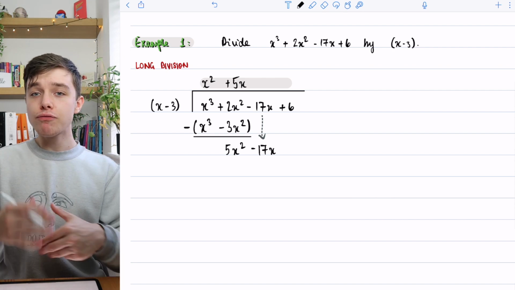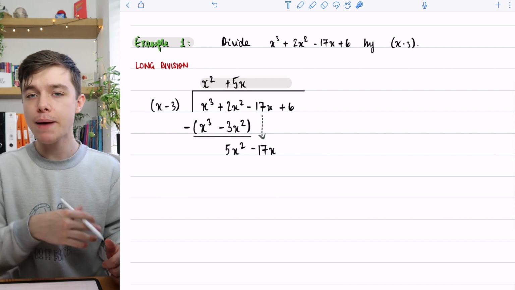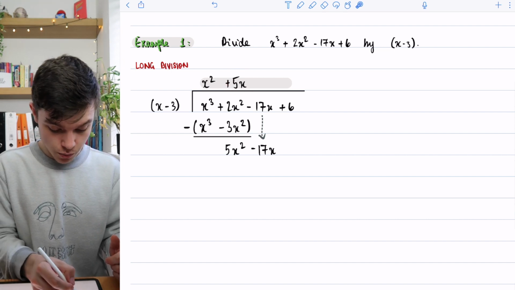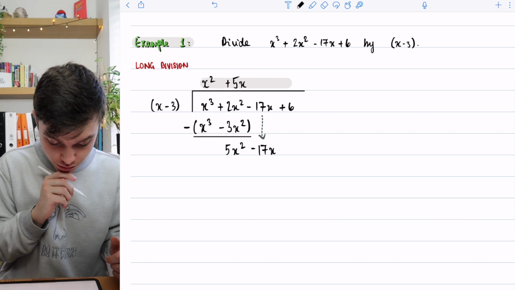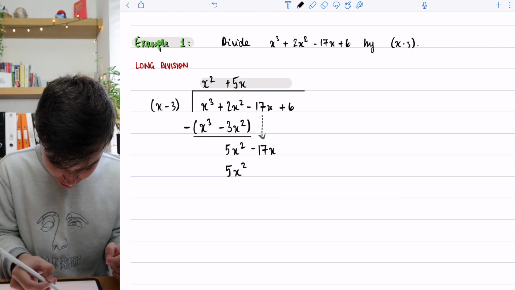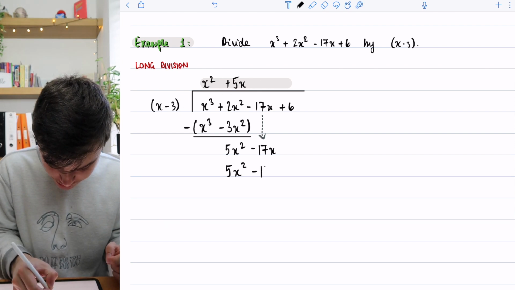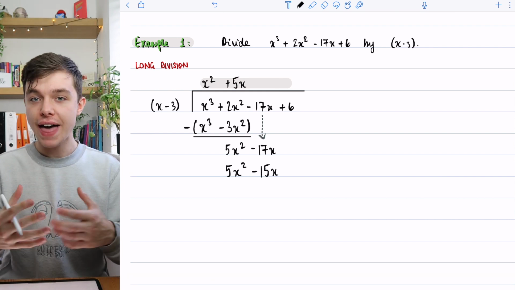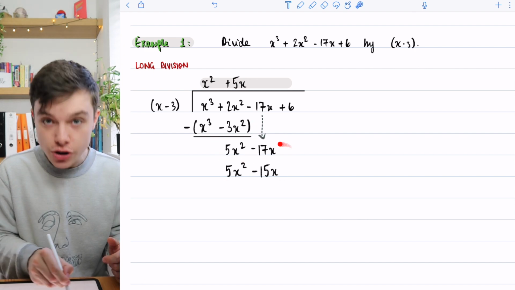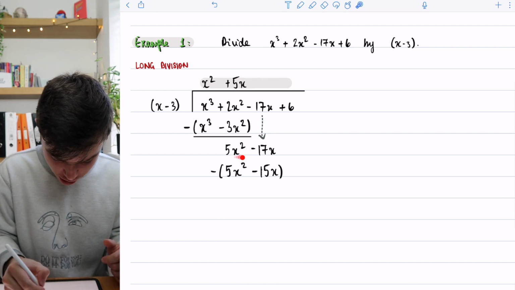Then I'll repeat the pattern. We then multiply by everything inside the bracket. We've already done x squared, sorry. So we'll now do 5 with everything inside the bracket. When we do that, I'll get this, and we're going to write it under here. 5 times x gives me 5x, and 5 times minus 3 gives me minus 15. Then, just like we did, we're going to put brackets around it here and subtract from these two terms.